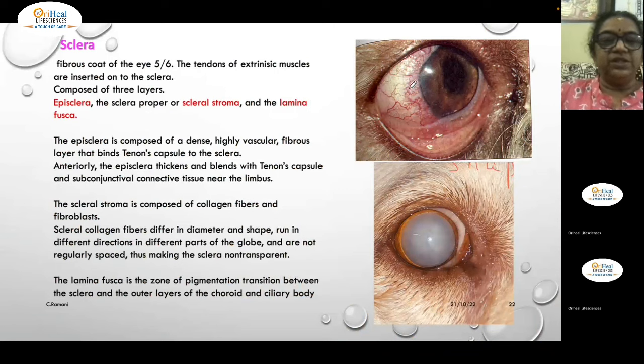When you start putting an incision here, the episclera is a highly vascular structure which lies below the bulbar conjunctiva, and it blends along with another layer called Tenon's capsule. This Tenon's capsule is a small membrane-like structure, and you have to dissect that also to reach the actual scleral stroma. We normally put an incision on the scleral stroma and try to take some flaps on that area to put a gonio implant. Lamina fusca doesn't carry any surgical importance. It is a zone of pigmentation transition between the sclera and the choroid and the ciliary body.